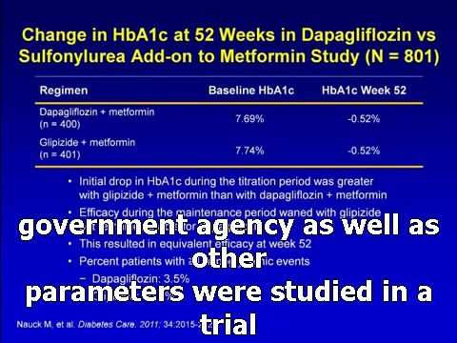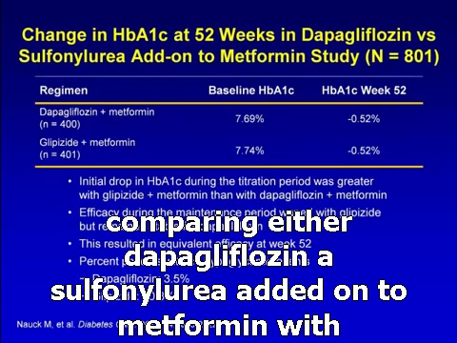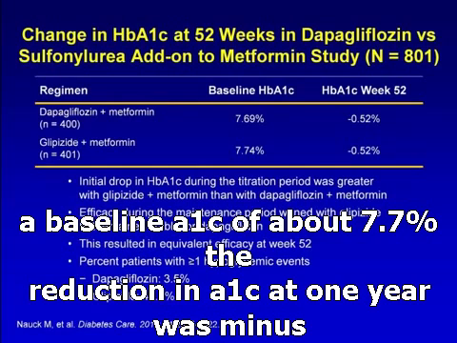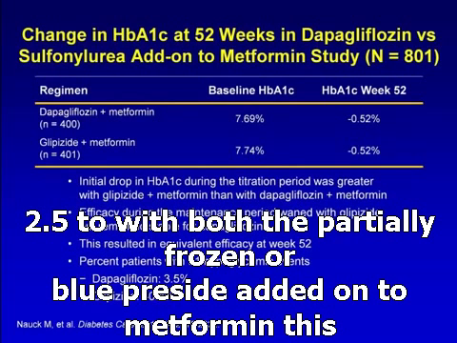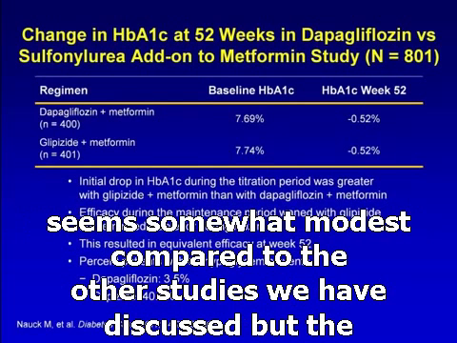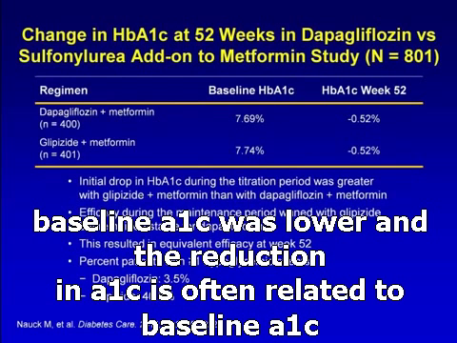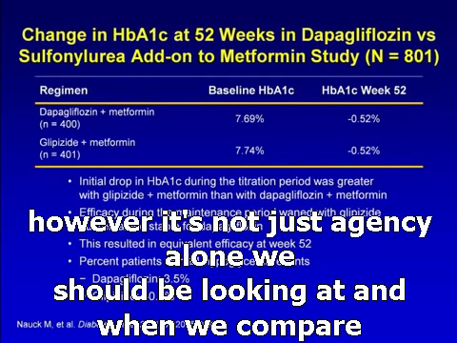The change in hemoglobin A1C as well as other parameters was studied in a trial comparing either dapagliflozin or sulfonylurea added on to metformin. With a baseline A1C of about 7.7%, the reduction in A1C at 1 year was minus 0.52 with both dapagliflozin or glipizide added on to metformin. This seems somewhat modest compared to the other studies we have discussed earlier, but the baseline A1C was lower, and the reduction in A1C is often related to baseline A1C.